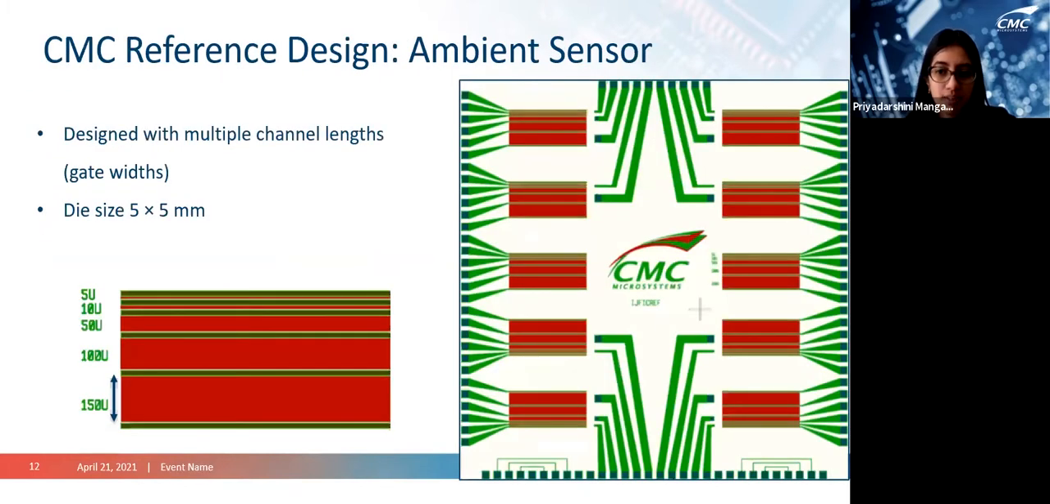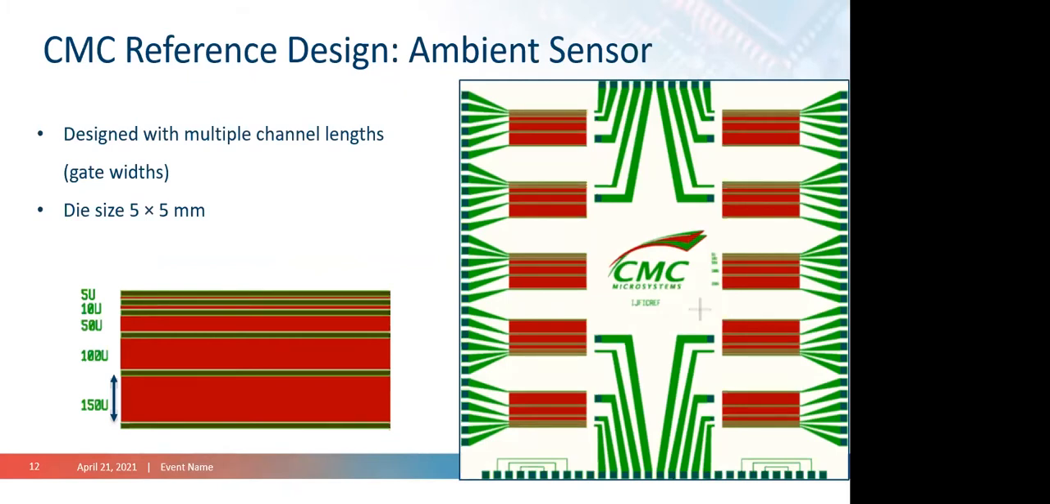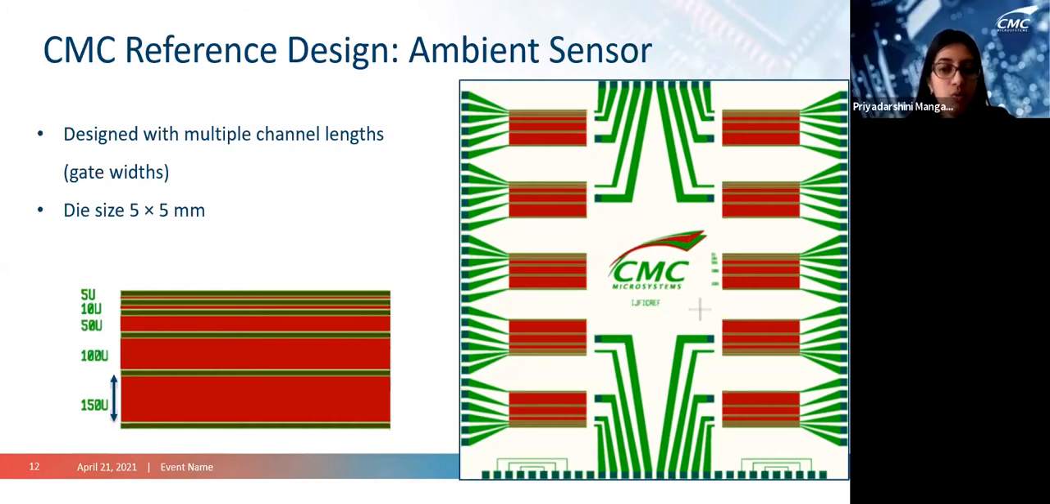Now, to help you with your design, CMC has developed two reference designs. The first one is a 5mm by 5mm design, the layout of which is available to you in the PDK. This particular reference design comes with multiple channel lengths, which could be useful for you to test and narrow the dimensions of your final design.